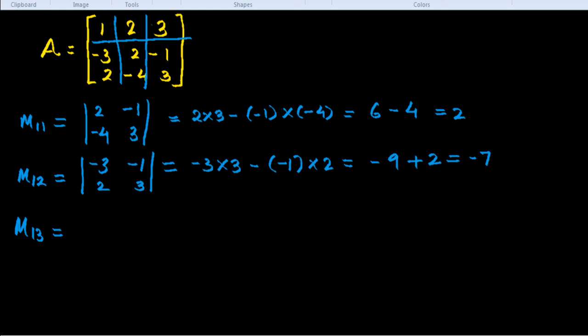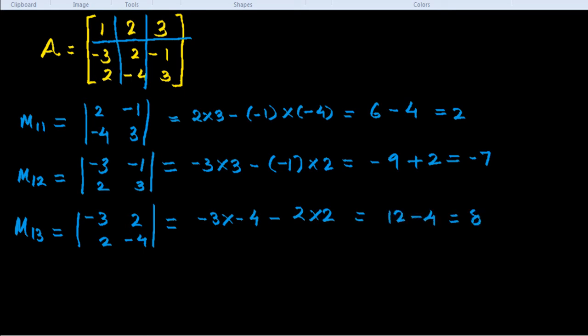For M13, a13 is 3 here. So we leave this column and this row, and put the other elements in a determinant form: minus 3 2, 2 minus 4. Now we solve this: minus 3 into minus 4 minus 2 into 2. So we get 12 minus 4, which is equal to 8.